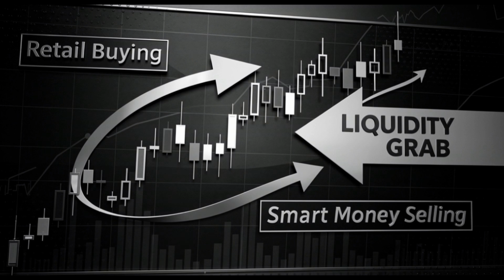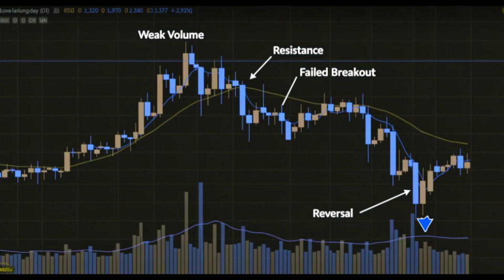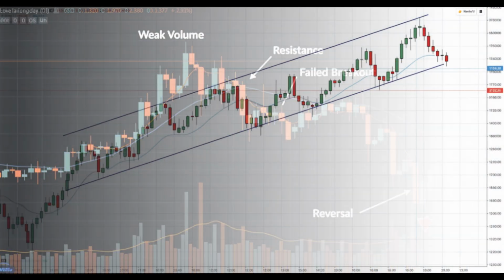If a breakout happens on low or average volume, it tells you that institutions are not participating in the rally. They aren't chasing the price higher. Without their capital to sustain the move, the breakout collapses. To protect your capital, let's build a strict, systematic filter using trend lines and volume.